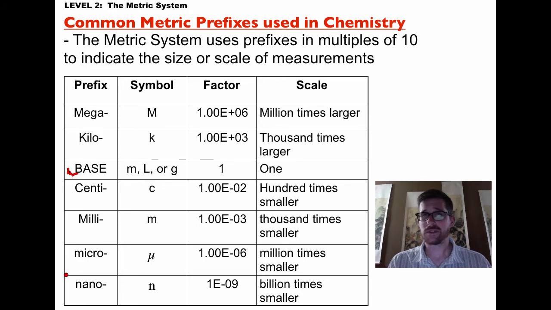Well, why does that make sense? We're studying small stuff in chemistry. We're studying very tiny atoms, so we're going to deal with more of the smaller prefixes. Though a lot of times we need a lot of this stuff to see it, so sometimes we'll come across the kilo or the mega. So make sure you know this information cold. The factor tells you the scale, how large this is: 1 million times the base for mega. For kilo, it's 1,000 times larger than the base, and so forth. So make sure you know those.